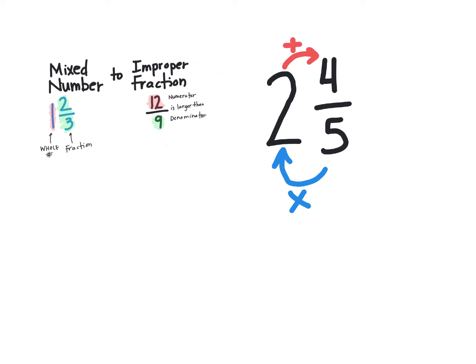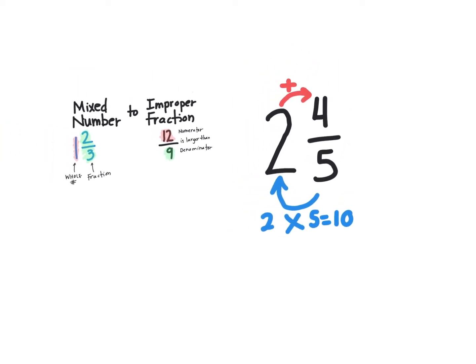Okay, so in this case, we're going to say 2 times 5 is 10. You don't necessarily have to write this, or you're going to write it down, but when you're actually doing it, you don't actually have to write every little step down. 2 times 5 is 10. And then we're going to take that 10 and we're going to add 4 to it, since that's the numerator. So 10 plus 4 is 14. So our improper fraction is now 14 because we multiplied then added.